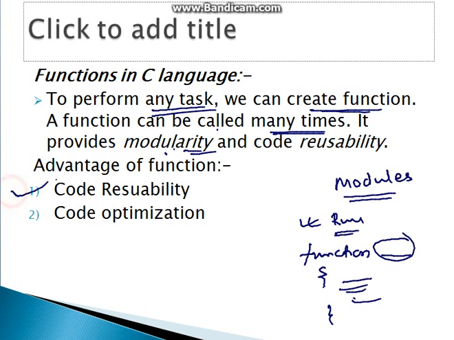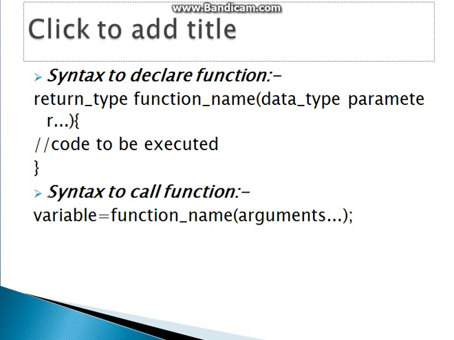So we can create functions as many times as we want. The advantage is that we can reuse the code, and we can also optimize the code with the help of functions of C language. This is the syntax of how we can declare functions. We decide the return type first, and then keep the function name. Then come the parameters, with the bracket opened and closed, and between them the code is to be executed.